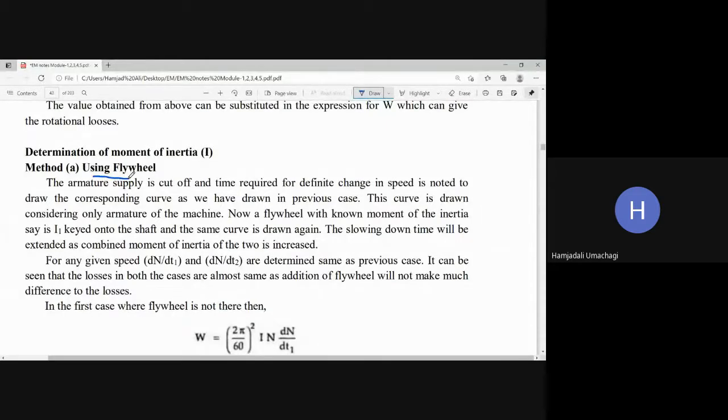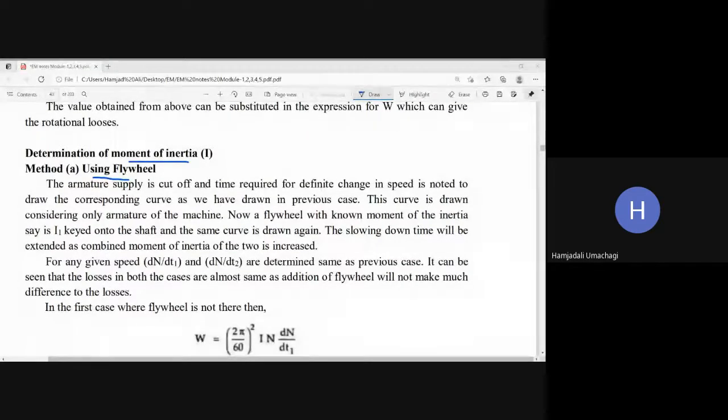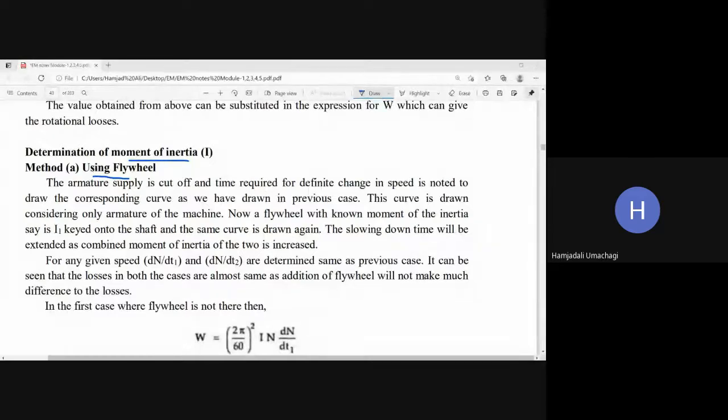This flywheel is a mechanical rotating part which is connected to the armature shaft, and its moment of inertia I1 will be known already to us. Using that, you are going to calculate the moment of inertia I here. Let us see the first part. Method 1, using the flywheel, we are going to calculate moment of inertia I. Here you can see the armature is cut off, and the time required for a definite change in speed is noted to draw the corresponding curve as we have drawn in the previous case.